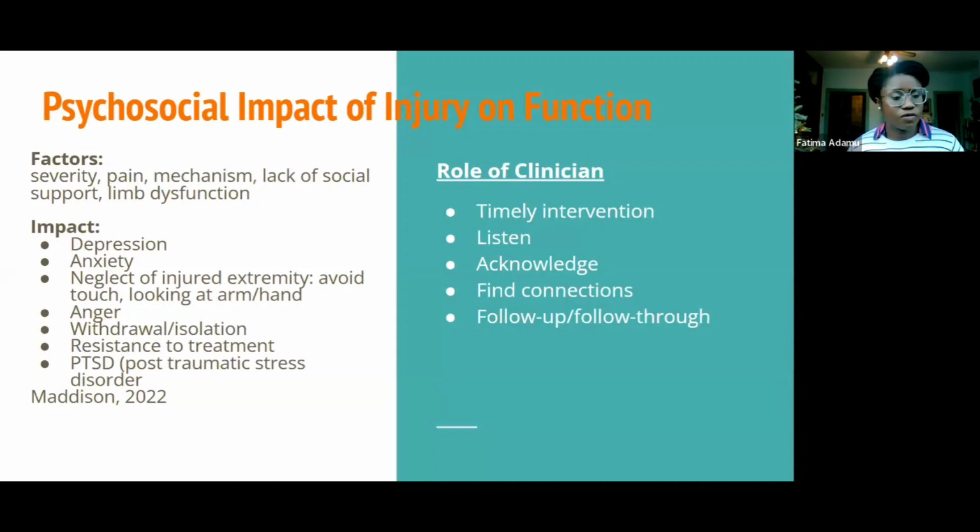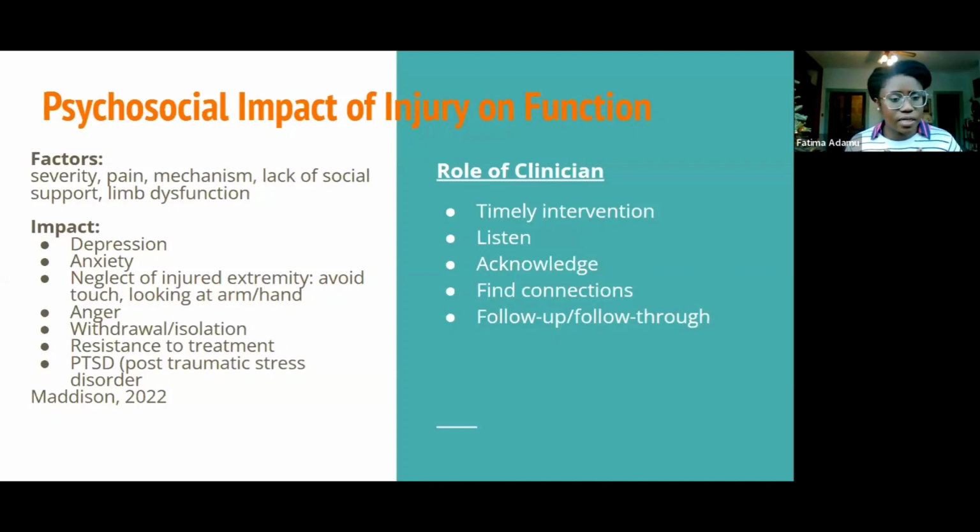So the factors that are going to influence the psychosocial impact of the injury on function would be severity of the injury, amount of pain. If they're in pain all the time, it's going to be very hard for them to think and function. It will affect how much they can process what you're telling them about how to take care of their hands. How the injury occurred, was it a bomb blast injury? Did they run and fall? Those will affect too. Lack of social support, so lack of family members around means lack of support for rehabilitating from the injury. Limb dysfunction will also affect, so inability to use the extremity to do what you need to do will affect them emotionally as well.